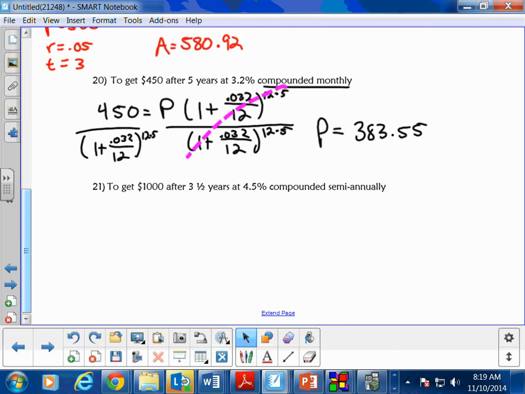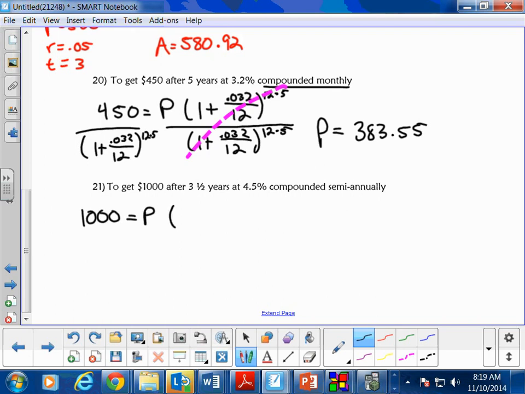Semi-annual. You're going to use the same idea that you have here. The only difference is that your compounding period is going to be different. So let me go ahead and just take you through the process on this one. You want to get $1,000. You don't know what P is. We do know that the rate is 0.045. Compounding semi-annual means 2. That's where that came from.